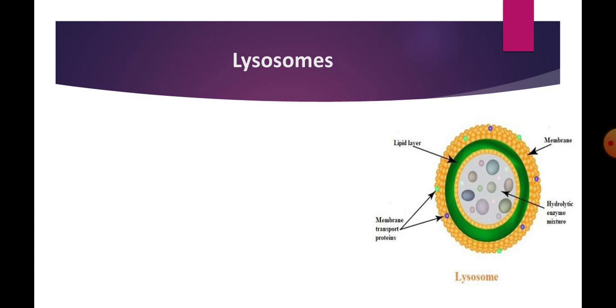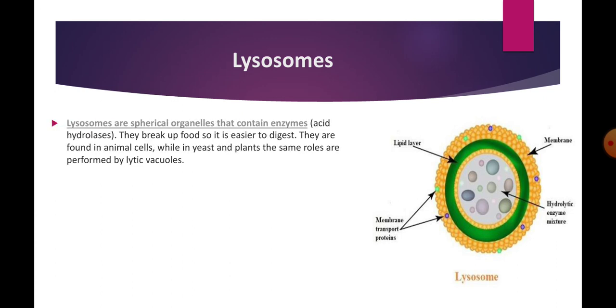Now we will learn about lysosomes. Lysosomes are spherical or round organelles that contain enzymes. They have some acid hydrolases, and they break up food so it is easier to digest. They are found in animal cells, while in plants the same roles are performed by lytic vacuoles. The size of a lysosome varies from 0.1 to 1.2 micrometers.